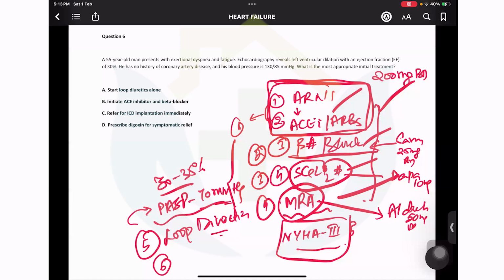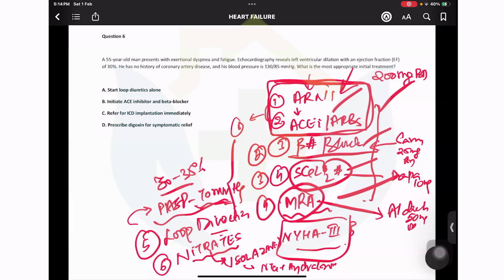Sixth, because PA pressures are so high, I would like to add nitrates to this patient. And if this patient tolerates nitrates well, I can move up to a drug known as isosorbide dinitrate-hydralazine. What is it? It is basically nitrates plus hydralazine. So I have decreased the afterload.